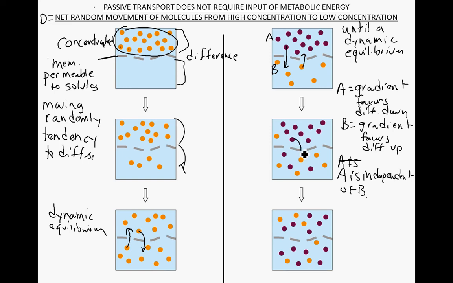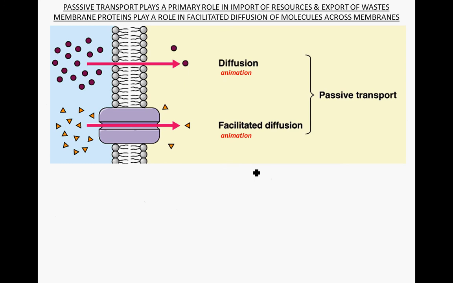Just because an A moves down does not mean that a B is not going to go up, and vice versa. Okay. Now, again, this is assuming that the membrane here is permeable. Right? So let's take another look at this concept on another slide here.